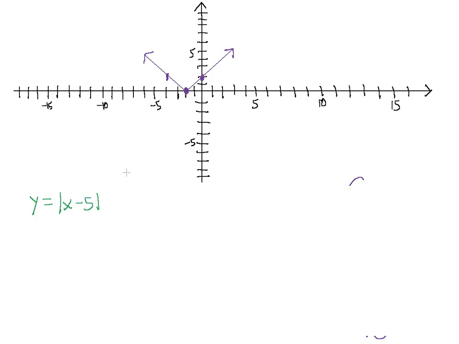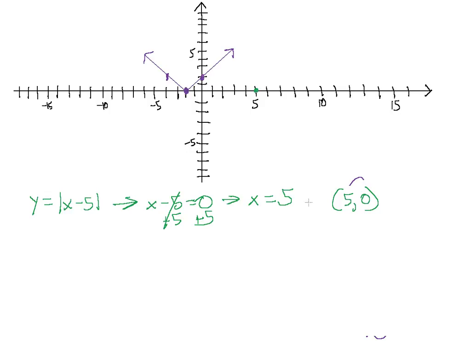All right, we're going to approach this in the same manner. We're going to find the vertex by setting the expression inside the absolute value bars equal to 0, because we want to find out the value for x that makes the equation y equal 0. So let's do that. We have x minus 5 equals 0. Let's add 5 to both sides, solving for x. So we have x equals 5. So our vertex is 5, 0, which should be right about here.